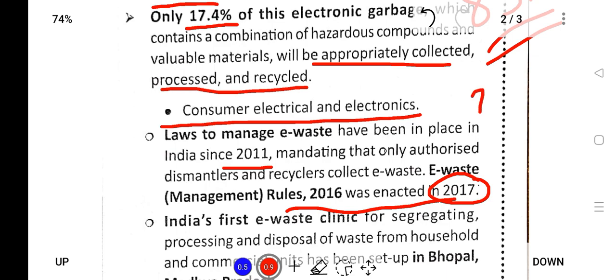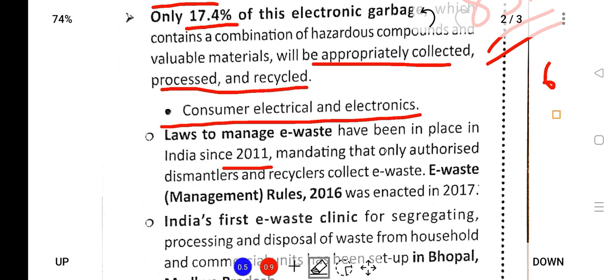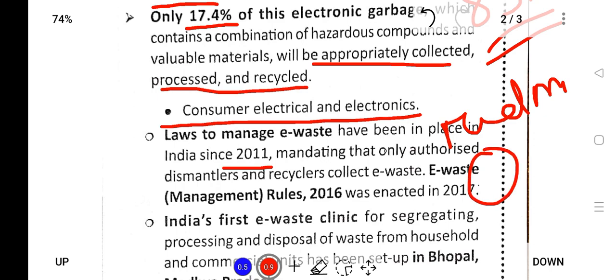So the e-waste 2016 rules provided for EPR, that is extended producer responsibility. So what is this extended producer responsibility? For example, if Redmi produces a mobile phone, and this mobile phone after 2 or 3 years has broken down or has been damaged, it will be the responsibility of the company to take the phone from you and recycle the mobile phone.